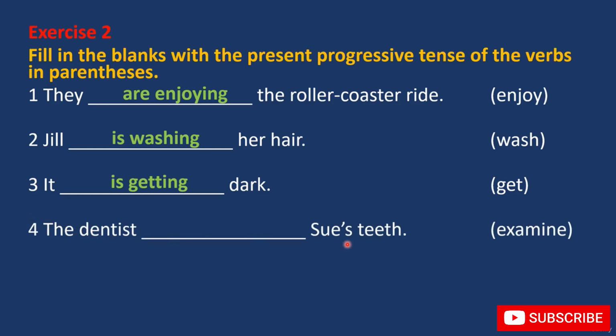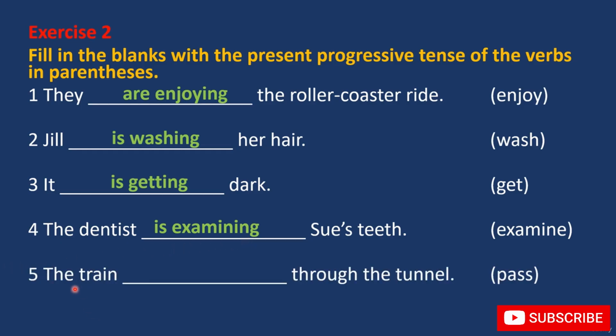The dentist teeth. Examine. Yes, you are right. Perfect. There is E at the end of the verb. So when I add ing, I have to drop the E. Perfect. So the dentist is examining. Perfect one. Number 5, the train through the tunnel. Pass. Yes, excellent. So the train is passing through the tunnel. Great. I think it's very, very simple and very important at the same time.